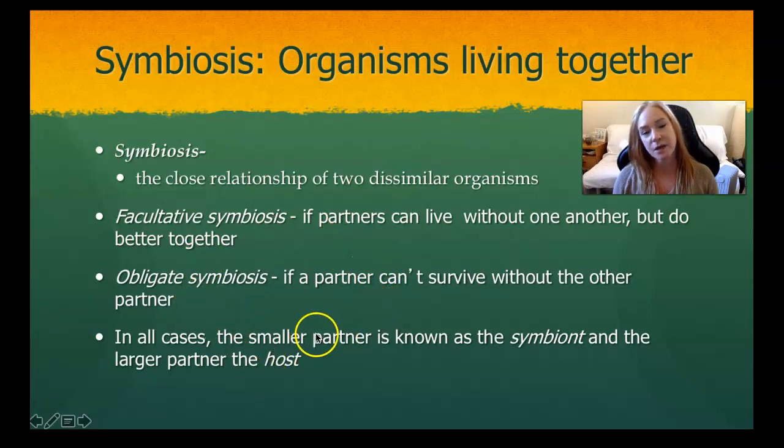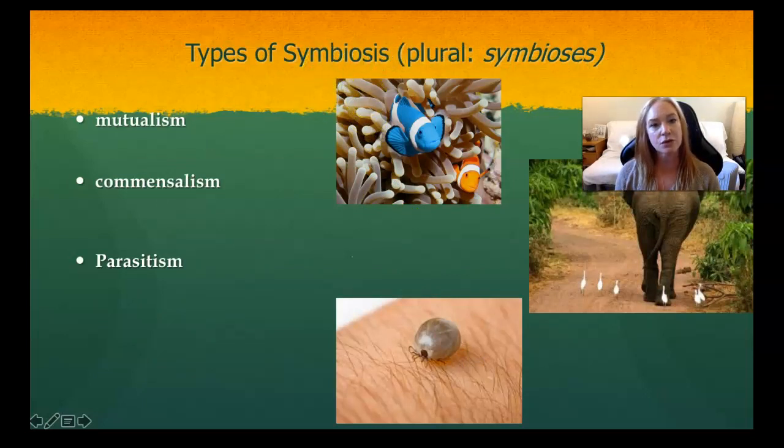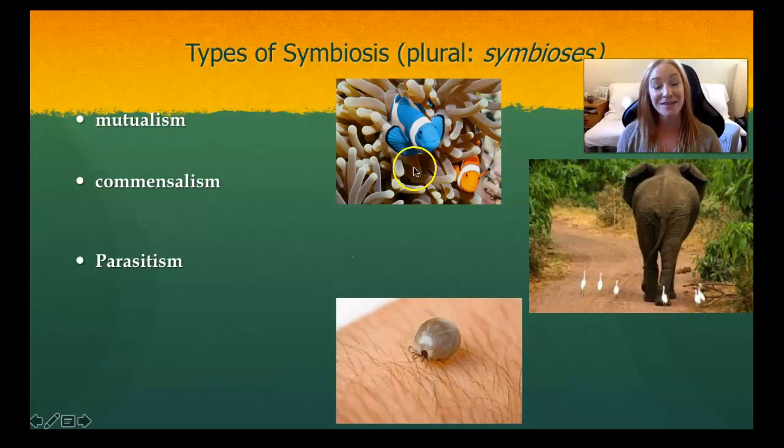In all cases, when we talk about symbiosis, the smaller partner is the symbiont and the larger partner is the host. All right, so there are different types of these relationships, and it just depends on what the outcome for each partner is, if that makes sense. So we have mutualism. This is a relationship between two organisms where both of the organisms benefit from it.